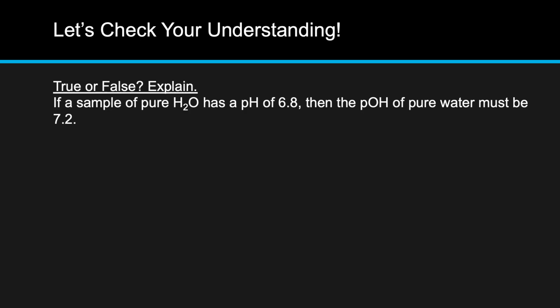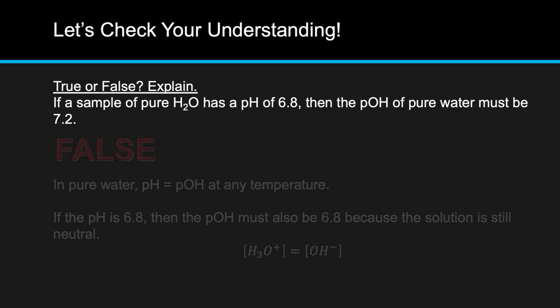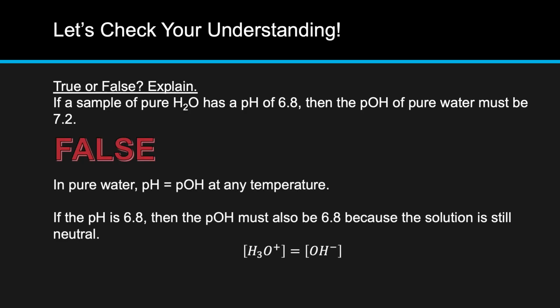And then our final example for this lesson, if a sample of pure water has a pH of 6.8, then the pOH of pure water must be 7.2. And that statement would be false. If you had a pure sample of water with a pH of 6.8, then your pOH will also be 6.8. And since we have a lower pH, that means we increase the temperature of the water.